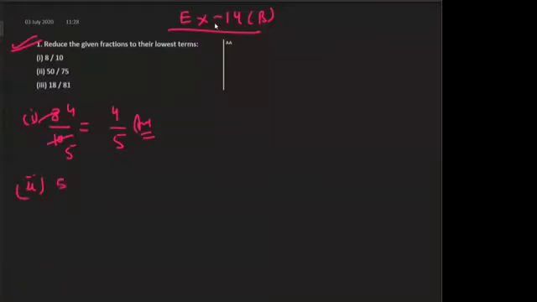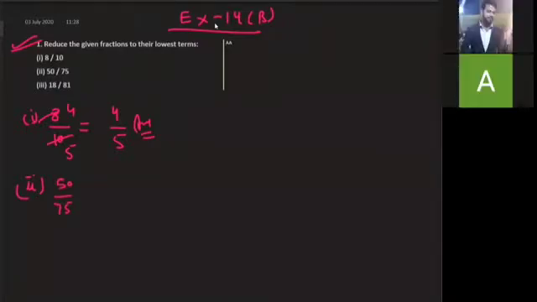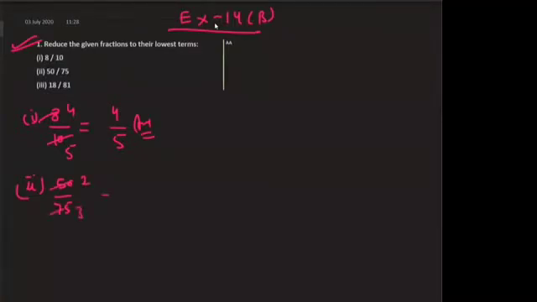Next question. 50 upon 75. So you can reduce it by 5 also, or you can reduce directly by 25, because 25 2s are 50 and 25 3s are 75. So you can write 2 upon 3. Is it clear? 40 upon 120. What will be the answer? Reduce it to the lowest term.